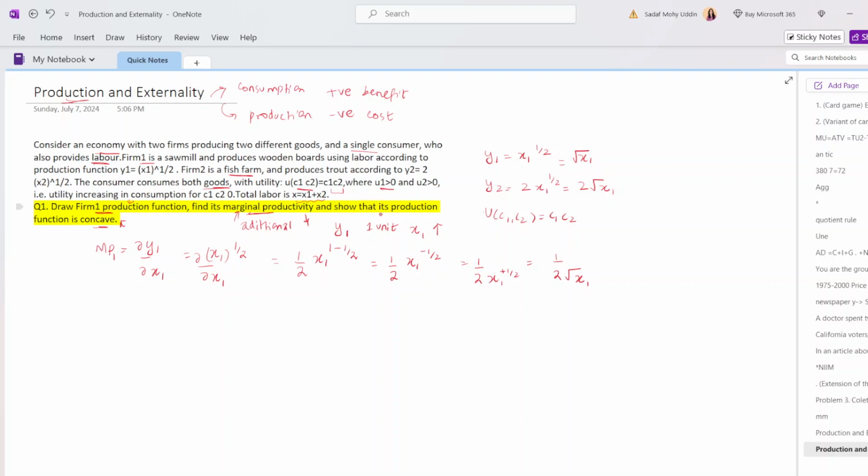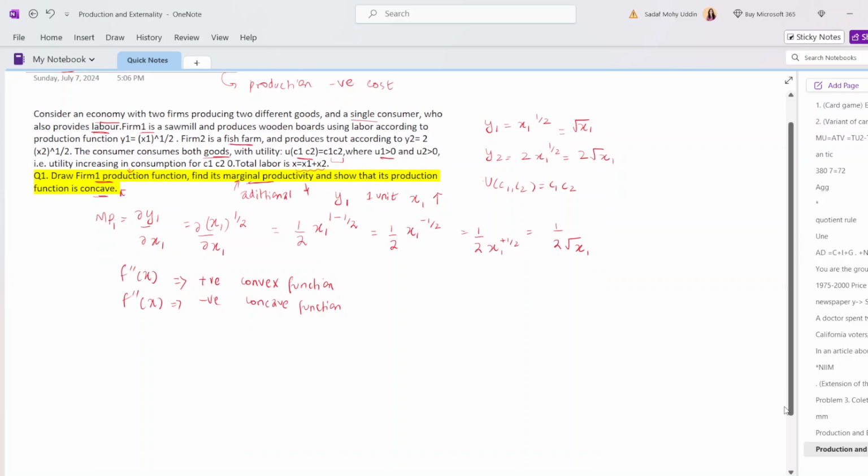The last part of this question was to show that its production function is concave. The second order derivative of any function can determine whether it's convex or concave. If the second order derivative of a function turns out to be positive, then the function is called a convex function. And if it is negative, it is called a concave function. So in order to prove whether this is a convex or concave function, we have to take its second derivative. We've already taken the first derivative.